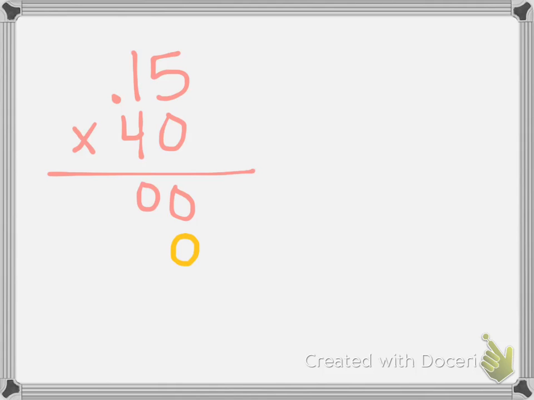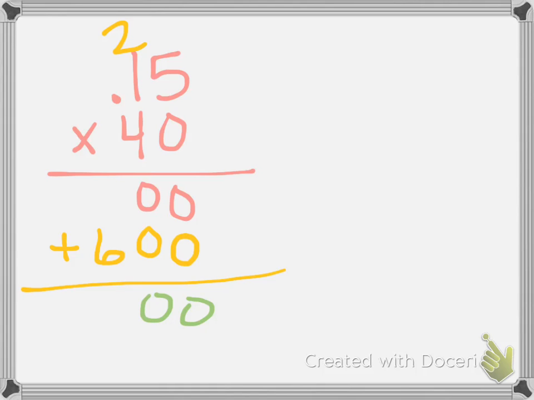Now I can multiply. 4 times 5 is 20. 4 times 1 is 4, plus 2 is 6. Add them up. So I got 600. For 15% of 40, it would not make sense if my answer was 600, because if I only want part of 40, then that means my answer is going to be less than 40, and 600 is way too big. The step that I haven't done yet is bring in my decimal.